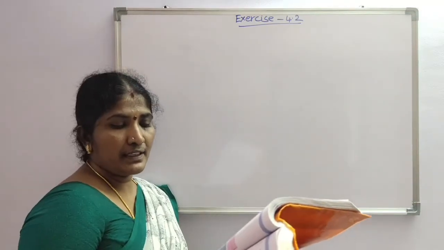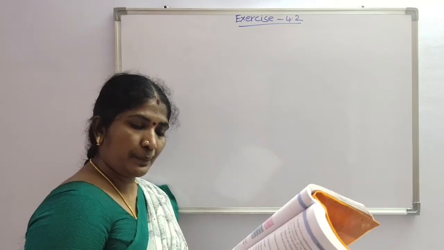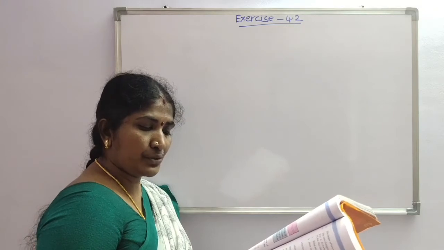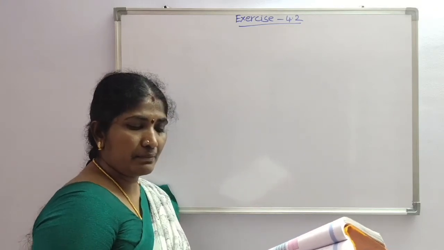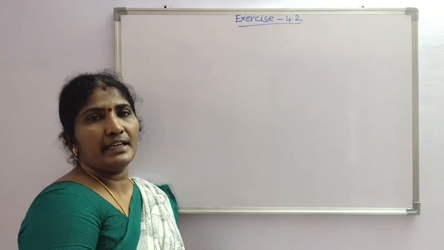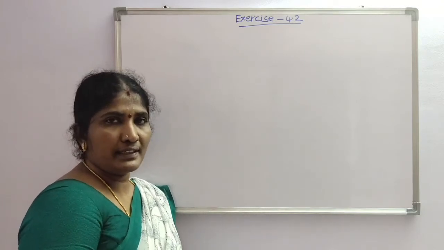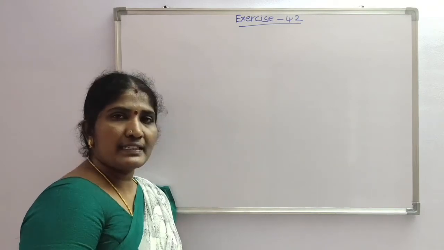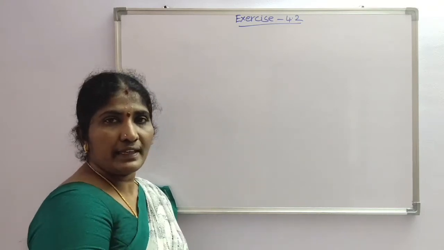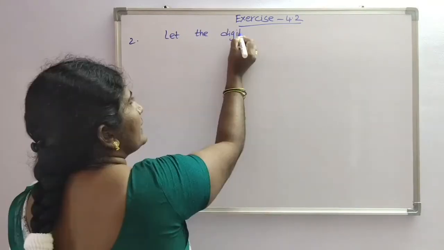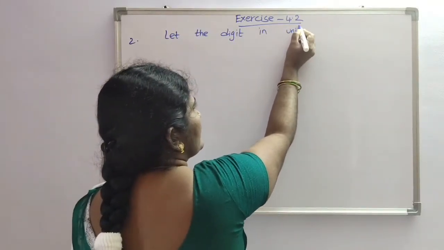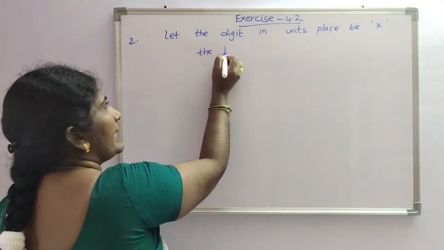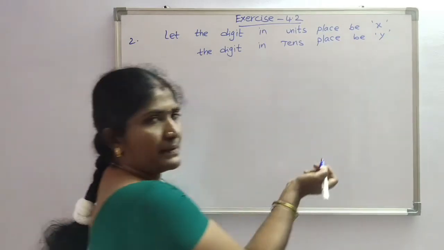Next, the second one. The sum of a two-digit number and the number obtained by reversing the digits is 66. If the digits of the number differ by 2, find the number. How many such numbers are there? Here they are saying a two-digit number is there, but what the number is, they did not give. Two-digit number means the places are units and tens. First, let us take the digit in the units place as x and the digit in the tens place as y.